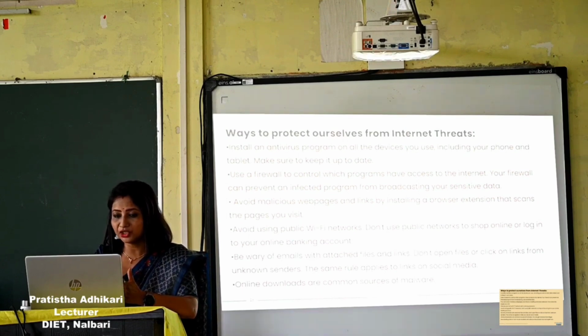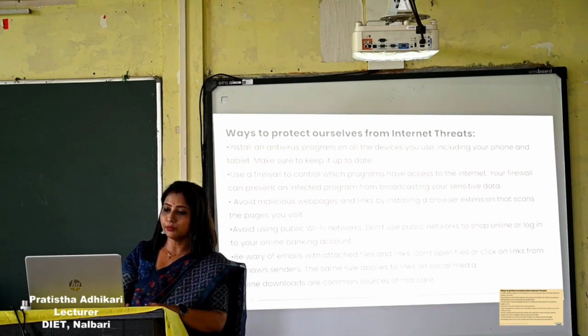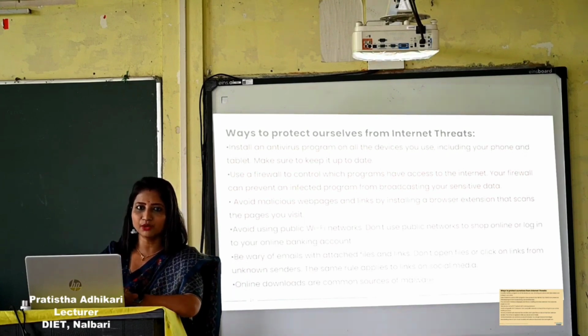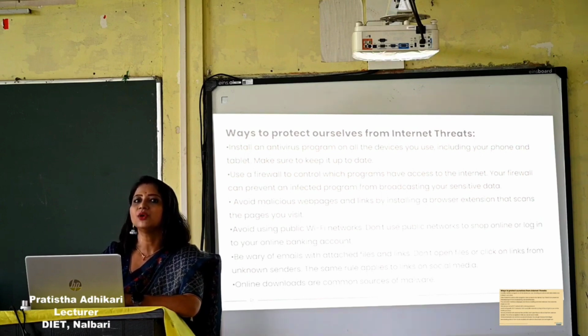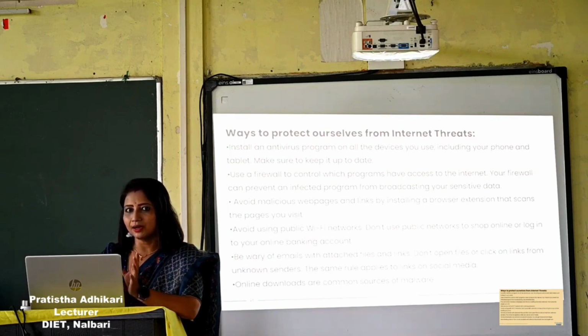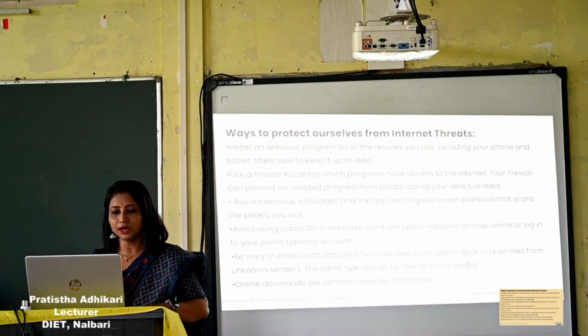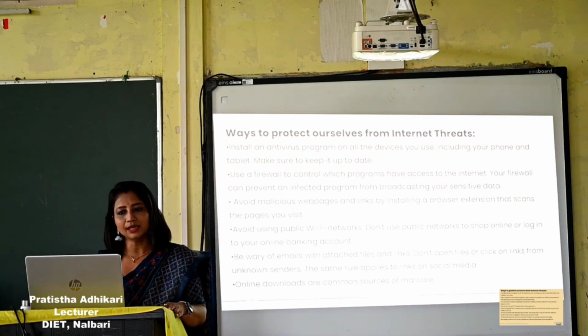Then avoid malicious web pages and links by installing a browser extension that scans the pages you visit. It is very important, because most of the time when you are visiting a web page, you might encounter pop-up messages saying that this website uses cookies, and to proceed to the content of the website, you are asked to accept the cookies. If you accept the cookies, you generally tend to give consent to all your data or information that is available in your system to that particular website. So knowingly or unknowingly, that website has access to all the information available in that device. So it is advisable that you do not click on any malicious web pages and links.